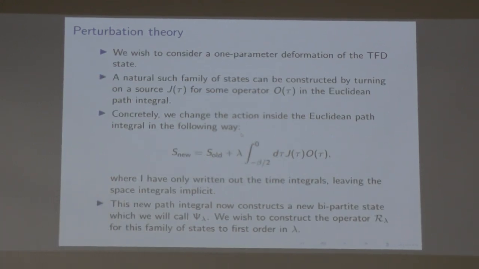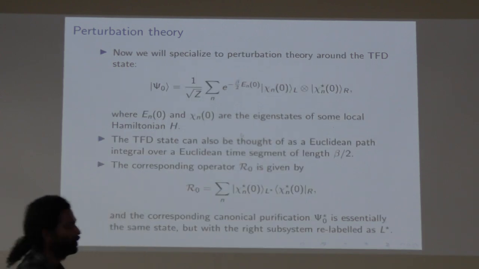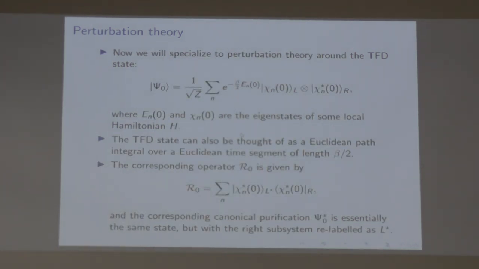Okay. Now we want to consider perturbations around the state. So I need to tell you what kind of perturbations. I should have asked this in the beginning when you defined reflection, but you could also consider the thermofield state evolved on one side with some time. And then this would not be true for that state. Yes, that's good. I see.